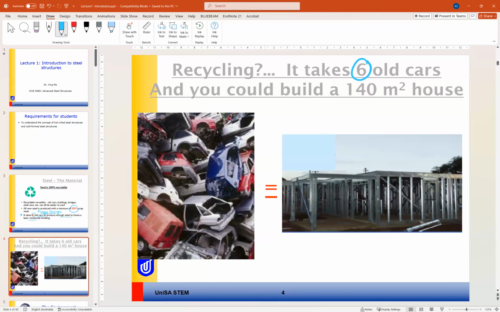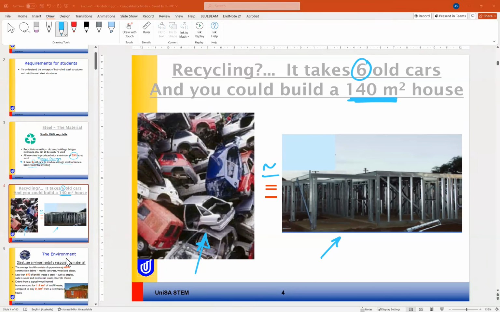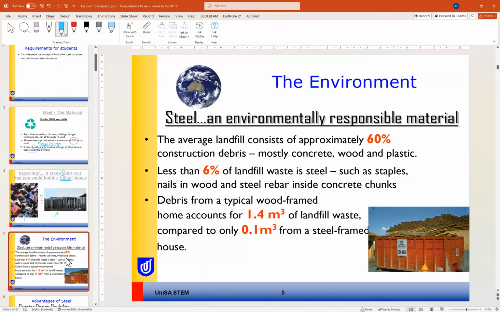So 6 scrapped cars, like from this photo, can be used to build, or are equivalent to building, the steel frames of a 140 square meter house. Okay, so this is one of the major advantages of steel as a green or recyclable material.